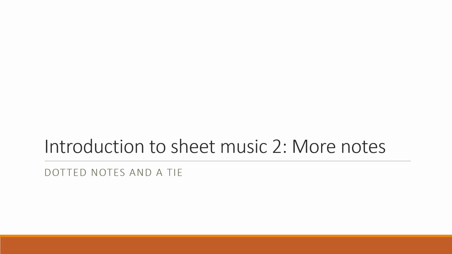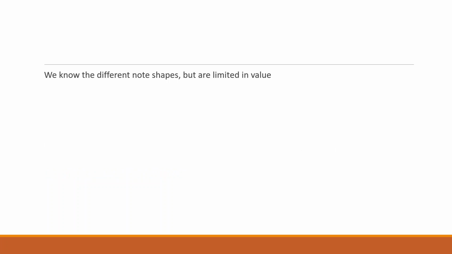But right now we only have the durations 4, 2, 1, and half a beat. But that is really limiting. What if we want to add some more durations? What if we want to have some more values? And this is where the dotted notes and the tie can come in. I want to briefly talk about those two things, about what they are and what the function is in sheet music.